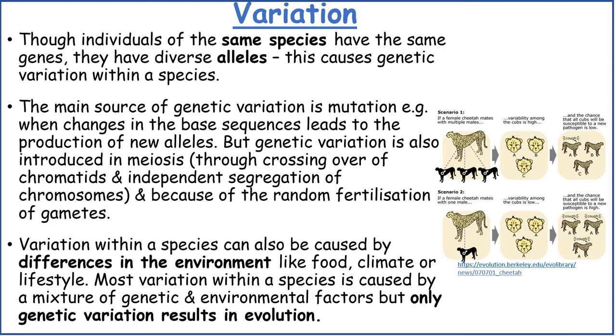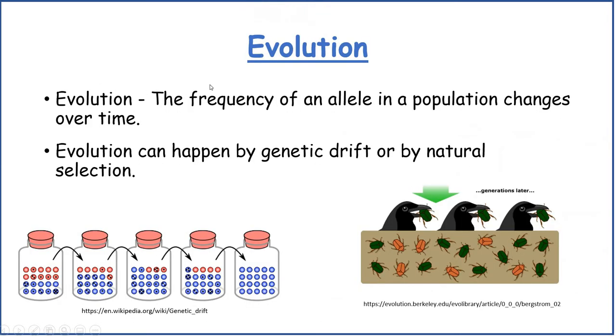Variation within a species can also be caused by differences in the environment, like food, climate, or lifestyle. And most variation within a species is caused by a mixture of genetic and environmental factors, but only genetic variation results in evolution. So evolution is the change in the frequency of an allele in a population over time. Evolution can happen by genetic drift or by natural selection.